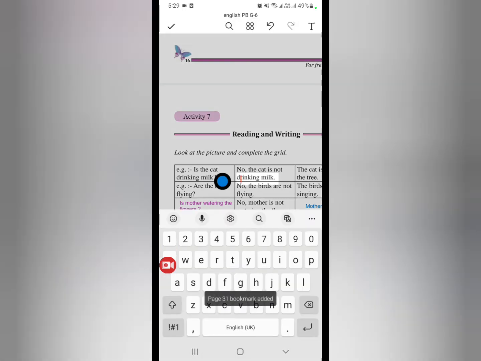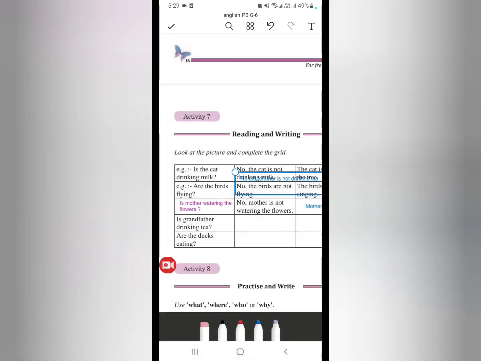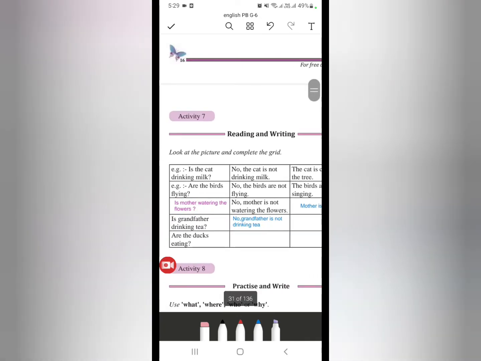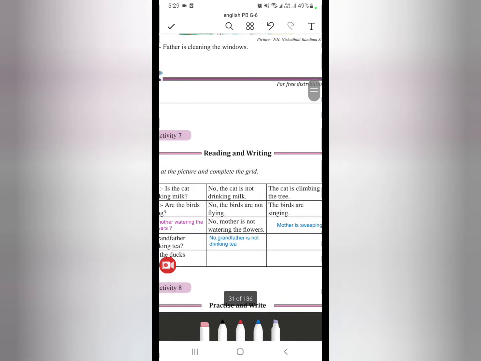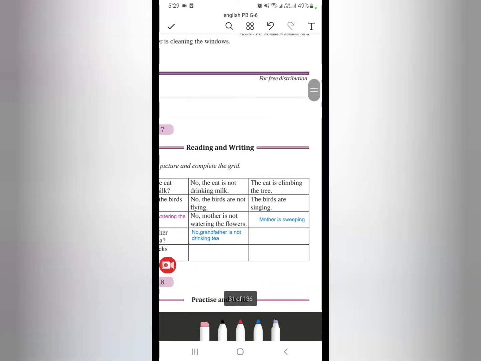No, comma, grandfather is not drinking tea. Okay, now we'll write the exact one, what he is doing. Now what is he doing? He is reading newspaper. Then what should we write?